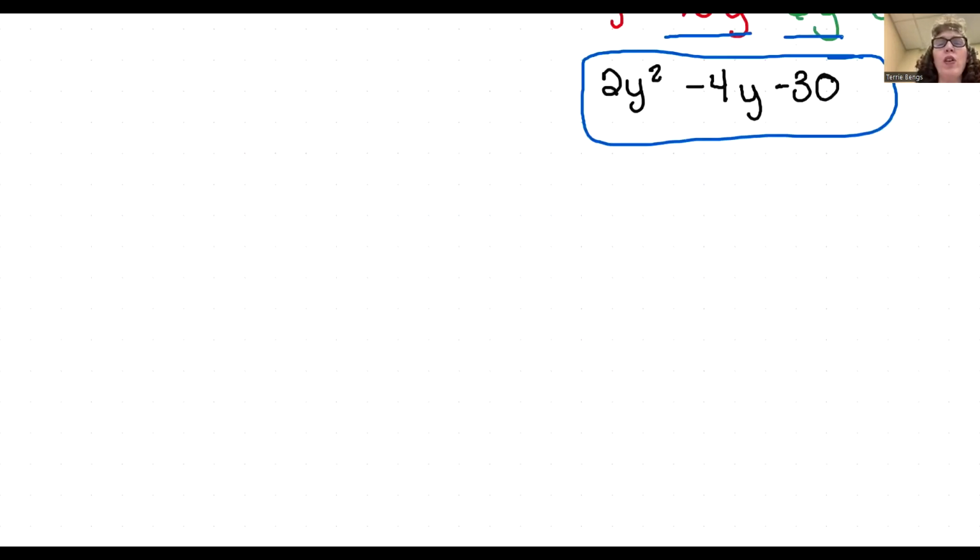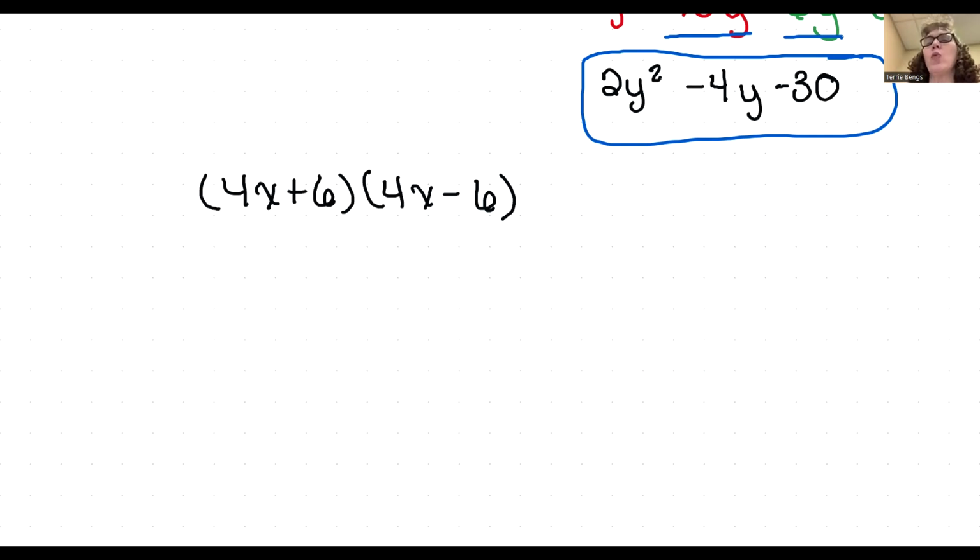Okay, so we are going to try one last one here. This time we're going to try 4x plus 6 and 4x minus 6. So we're going to start this one out just like we did before. We have a multiplication between them. We know these are multiplied because there's not an addition or subtraction between them.